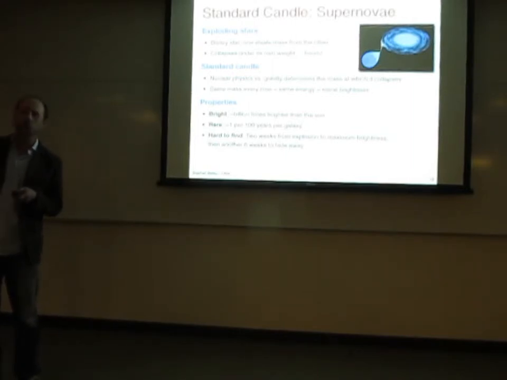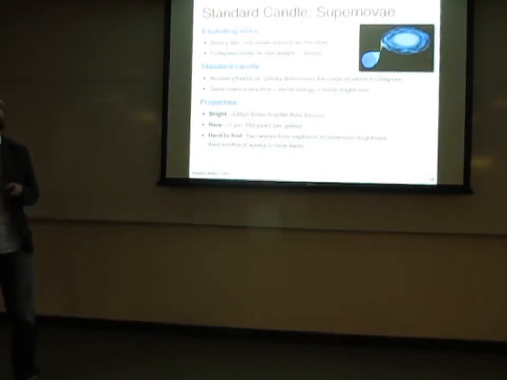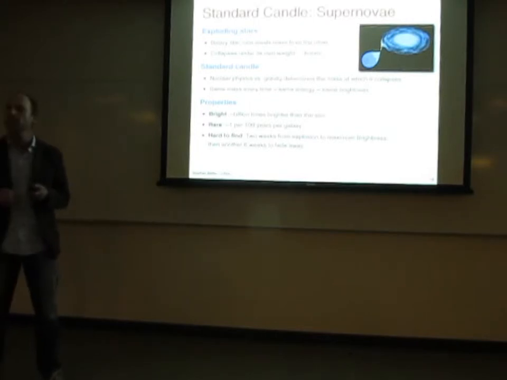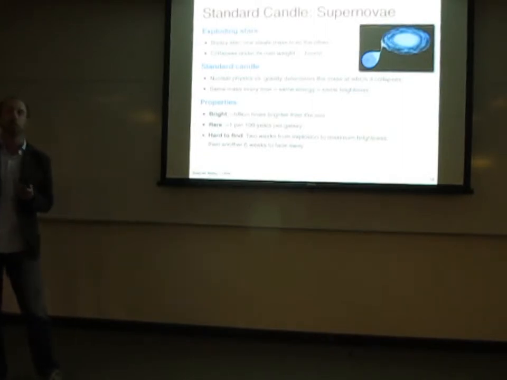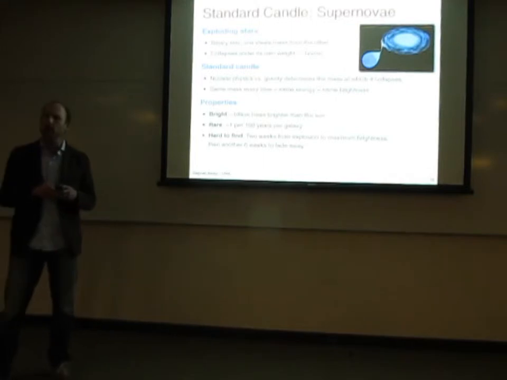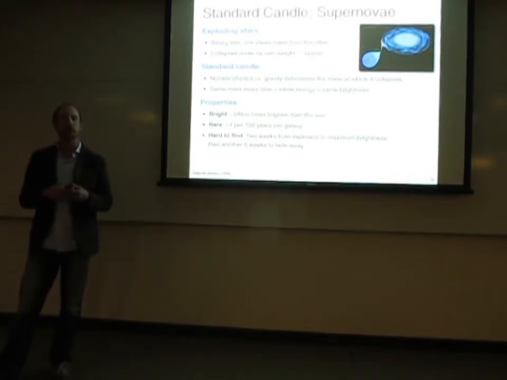And so it doesn't matter whether they're close or far, they're always the same brightness. And if it looks brighter, it means it's closer. And if it looks dimmer, it means it's further away. When they do go off, they can be billions of times brighter than the sun. They're really, really bright, which is good, because we can see them very far away. Unfortunately, they're very rare. They only go off about once a century in a typical galaxy like the Milky Way.